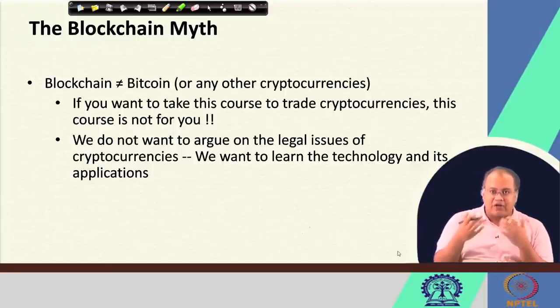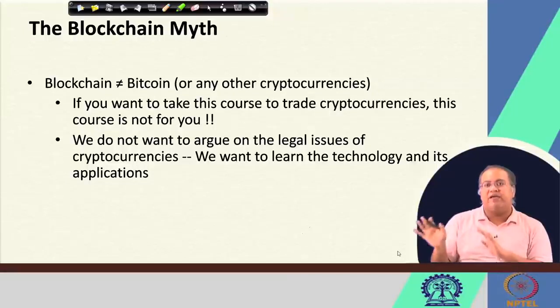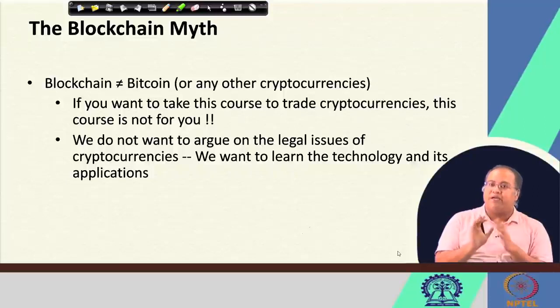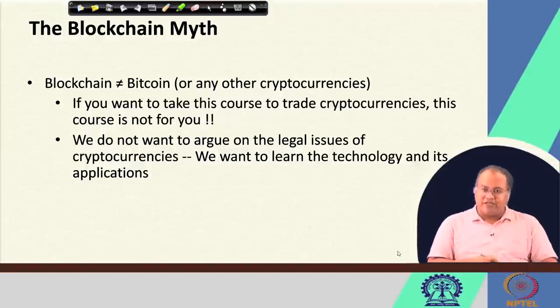And as a consequence, if you are thinking that you want to trade cryptocurrencies and that learning this particular course will help you in trading cryptocurrency, it is not like that. We are not going to touch upon many of the economic aspects behind the market aspects of cryptocurrency, and that way, do not mix up these two concepts together, that blockchain is equivalent to cryptocurrency or Bitcoin. So, this is the first myth, so just keep it in mind.